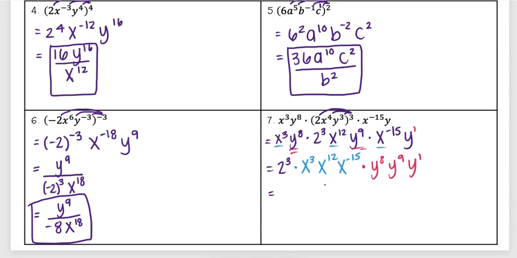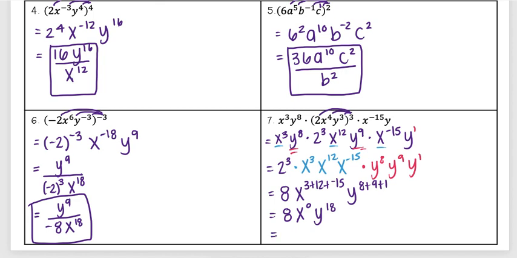Now from here, I'm going to simplify. So if I put 2 to the 3rd power in my calculator, you should get 8, because that's really saying 2 times 2 times 2. And then with my product property, that told me I need to add my exponents. So I'm going to do 3 plus 12 plus -15. And then same thing with my y's. Three plus 12, I get 15. 15 plus -15, I get 0. 8 plus 9, I get 17. 17 plus 1, I get 18.